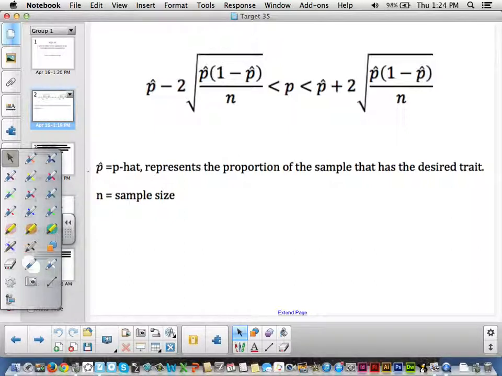Here's our formula. We talked about it in class. P hat represents the proportion of the sample that has the desired trait, and N represents the sample size. Then P is what we're going to be solving for. So the formula is P hat minus 2 times the square root of P hat times 1 minus P hat over N. That is really the standard deviation multiplied by the error. That is less than our proportion, which is less than the same thing with a plus instead of a minus.